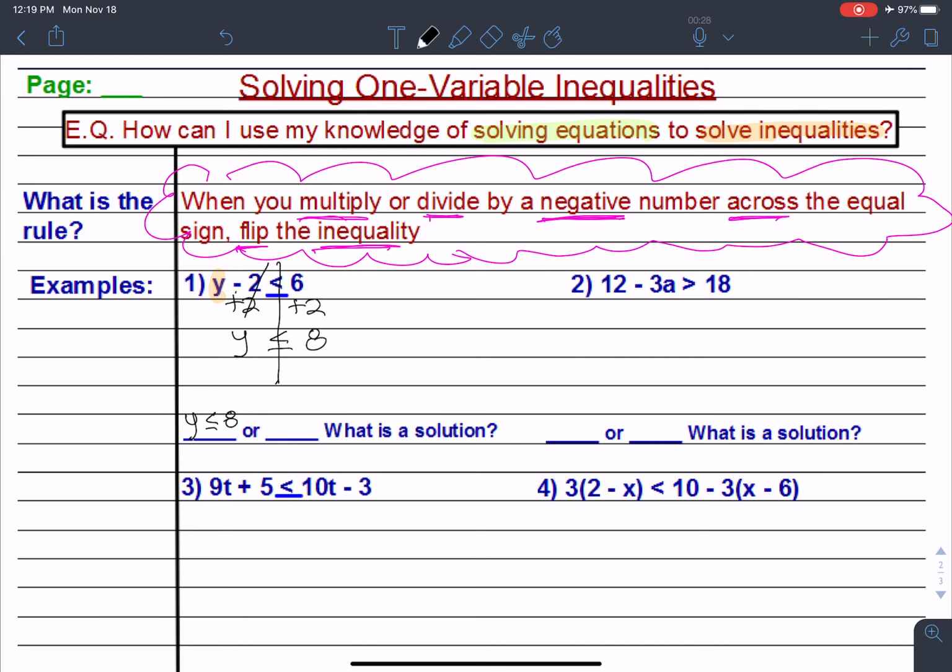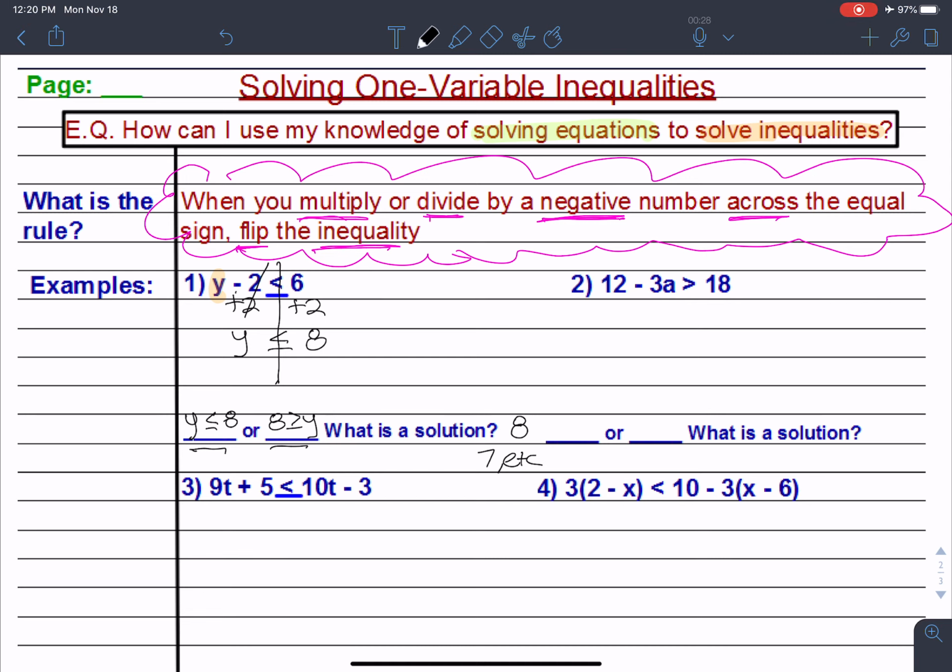Or similarly, if I flip everything, it's the same meaning. From right to left, 8, flip my symbol, is greater than or equal to y. So these two inequalities have the same meaning, which means the solutions would be the same. A possible solution for the inequalities is any number that is less than or equal to 8. So a possible solution can be the number 8 or the number 7 or any number that you like that is less than or equal to 8.